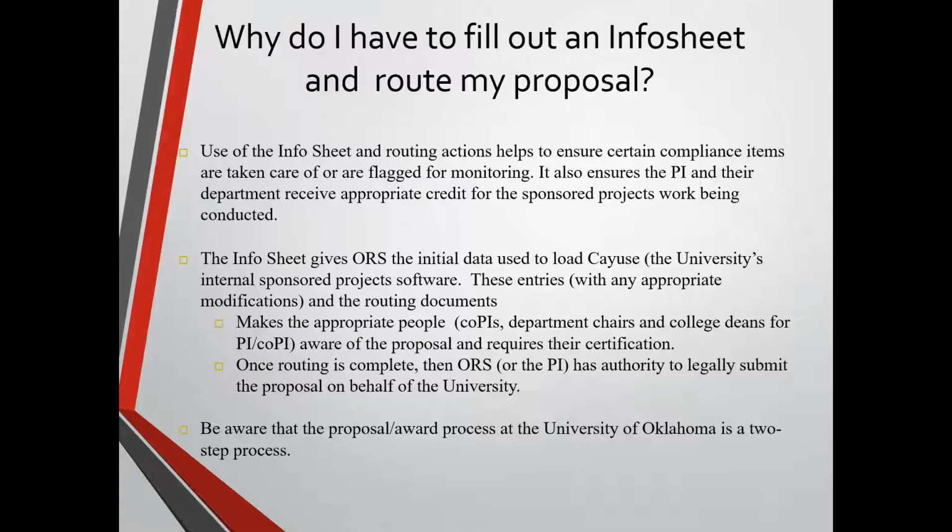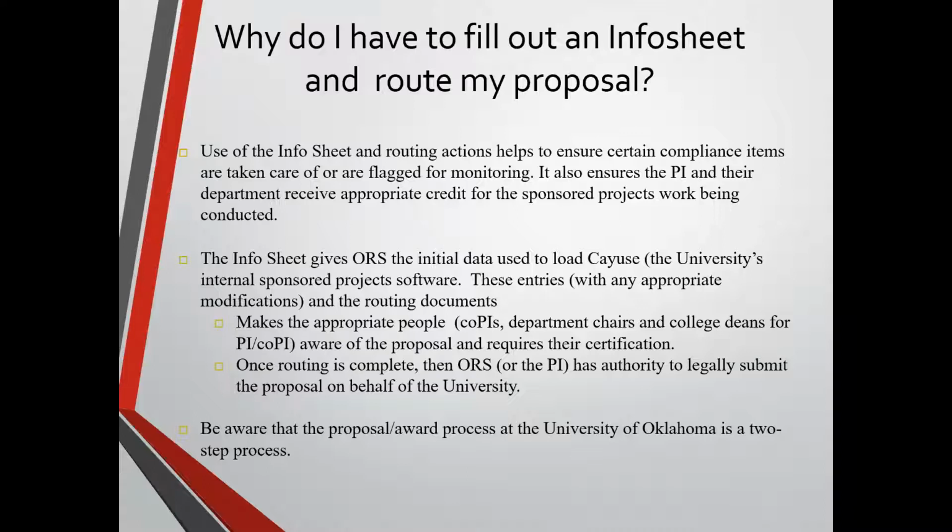The information sheet and the routing is what helps make sure that certain compliance items are taken care of or that they're flagged for monitoring later. So for example, if you indicated human subjects were involved, but you hadn't requested your IRB clearance yet, we would mark that as pending and we would flag it so that when an award notice comes in, we know to get with you to start the process for getting your approvals done so that you can have access to the funds to spend. The information sheet is what gives ORS the information that's loaded into Cayuse, which is our internal software for managing proposals.